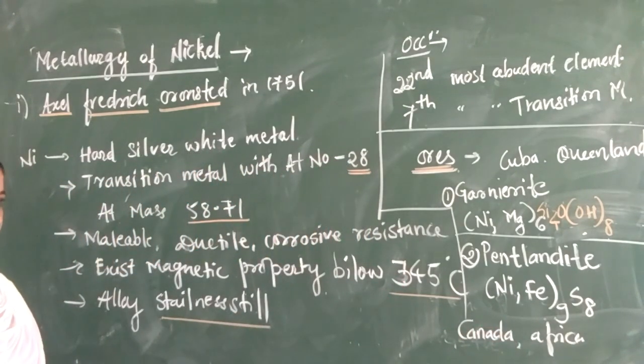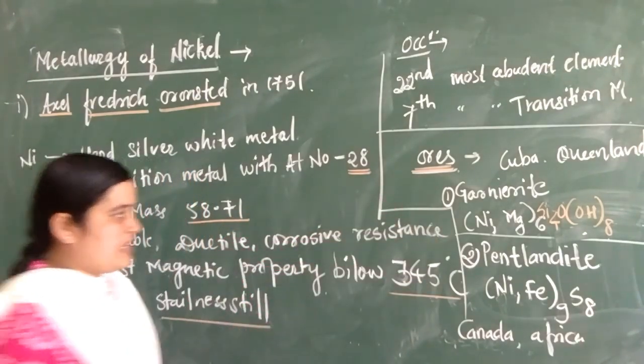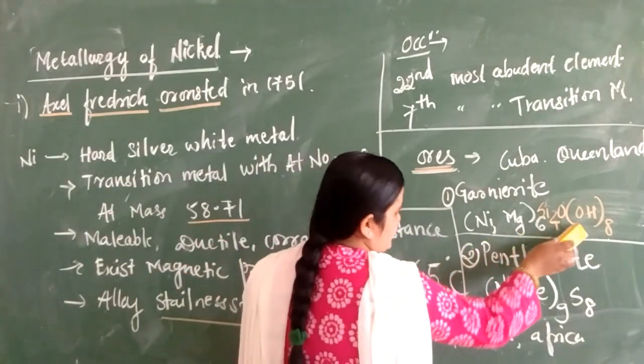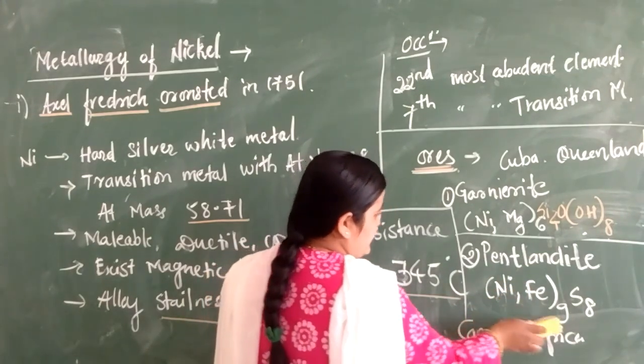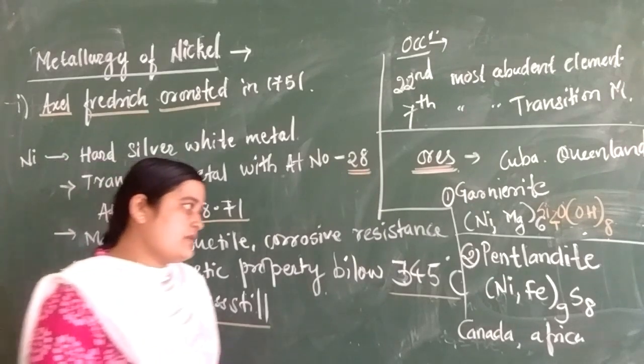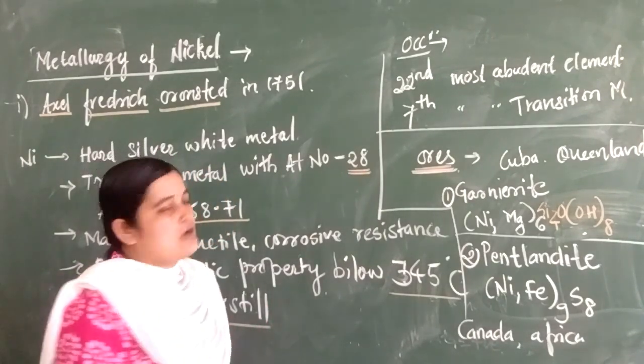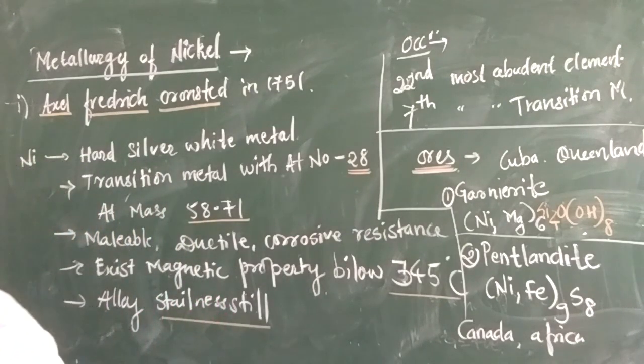This is about their ores. Sometimes you have to know about the ores of this particular nickel. NiMg6Si4OH8, NiFe9S8. Okay, they are present as ore along with the impure form. So these are the formulas of the ores available. Now the next part we are going to deal with is the extraction of nickel by Mond process.